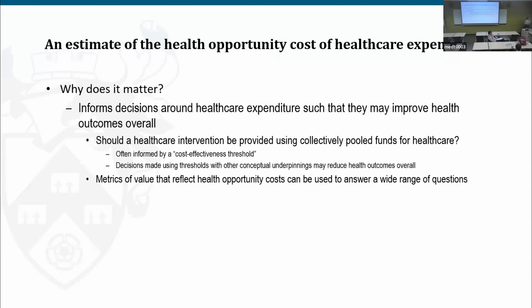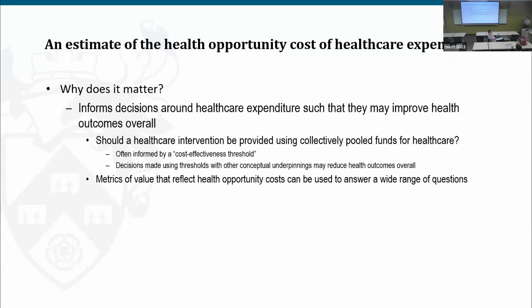And so we know that estimates of health opportunity costs are relevant for informing decisions about whether or not we would want to fund a new healthcare intervention. They could be used as a cost effectiveness threshold or a sort of approval norm, a decision-making benchmark by which we decide whether or not to approve something.